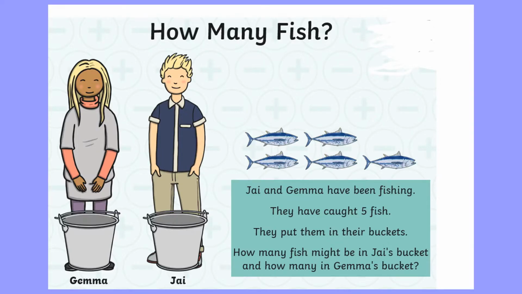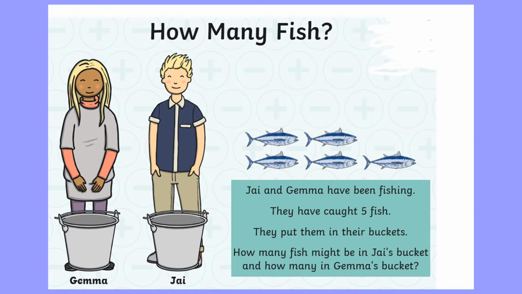To help us with our learning today, we're going to use some stories. And our first story is called How Many Fish? So we have got two children, Gemma and Jer. Jer and Gemma have been fishing. They have caught 5 fish. You can count them. 1, 2, 3, 4, 5. They put them in their buckets. How many fish might be in Jer's bucket and how many in Gemma's bucket?